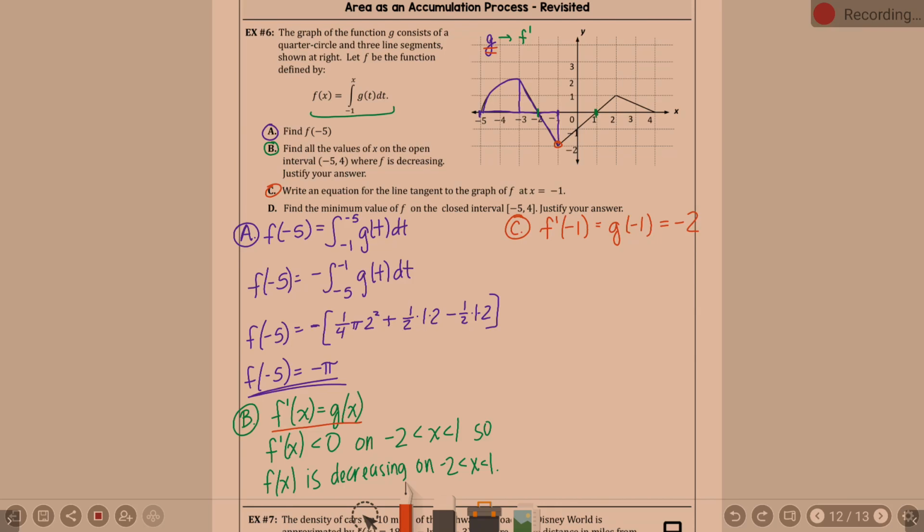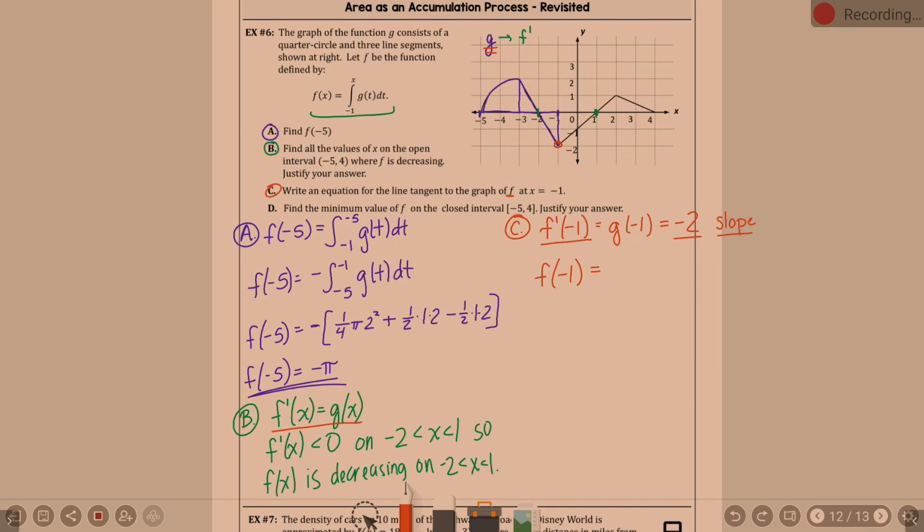Now, what was this that I was just finding? No, this was f prime. So this is your derivative, which is your slope. Okay, so we know the slope is -2. We also need a point. And again, we're doing this for the graph of f, yes? So if we know -1, what do we need to find? We need to find the y value, which means we need to find f of -1.